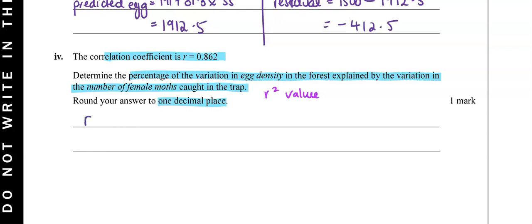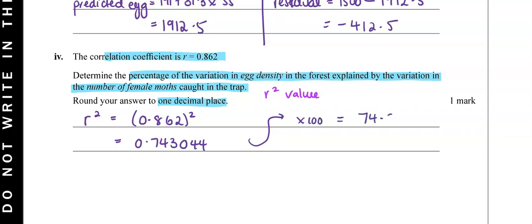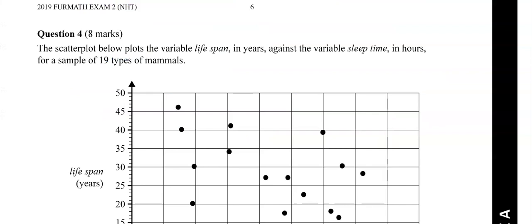So firstly, we're going to square our R value, so 0.862 squared, and we get 0.743044. Make that a percentage, so times by 100. And then finally, give our answer to 1 decimal place as required, so 74.3%. Our third and final question here is from the 2019 Further Maths Exam 2 Northern Hemisphere papers.